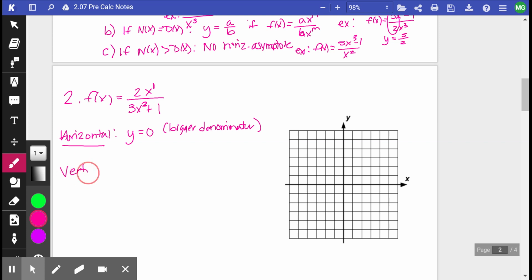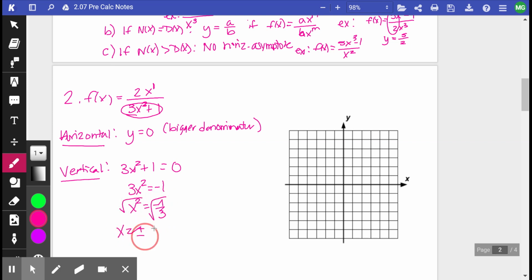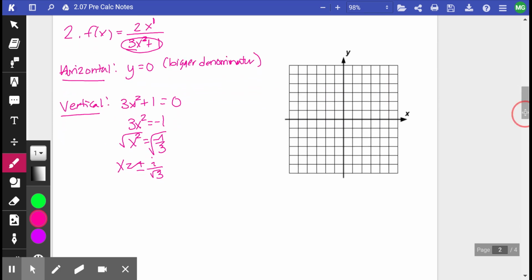Now we want to find our vertical. To find the vertical asymptote, you're always going to take your denominator, whatever it is, so 3x squared plus 1, and set it equal to 0. And now I'm going to solve. I divide by 3, take the square root of both sides, x equals plus or minus. I have a negative under the radical, so I need to pull that out. Square root of 1 is 1 over rad 3. I could stop here just to practice, though. I'll finish. I don't like to leave a radical in the denominator. So plus or minus i rad 3 over 3 is my vertical asymptote.